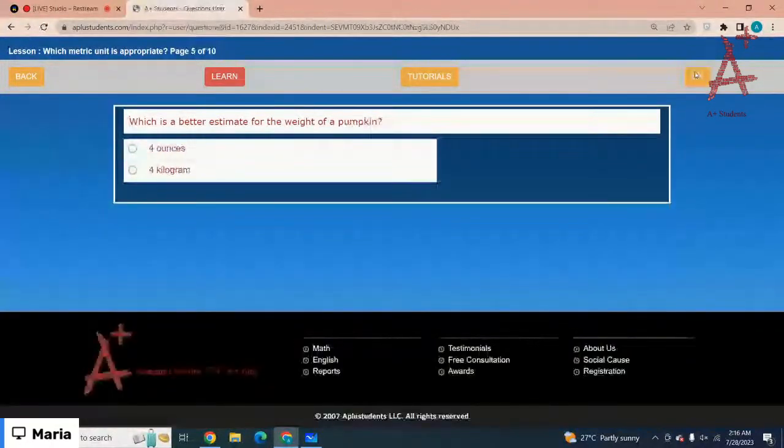Which is a better estimate for the weight of a pumpkin, 4 ounces or 4 kilograms? Yes, it is 19 kilograms. You're right. Okay, which is a better estimate for the weight of a pumpkin? Which is the correct option? The correct option is 4 ounces. 4 kilograms for a pumpkin is too much. That is just 4 ounces, right?